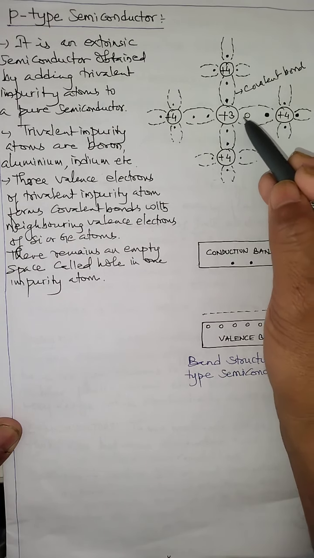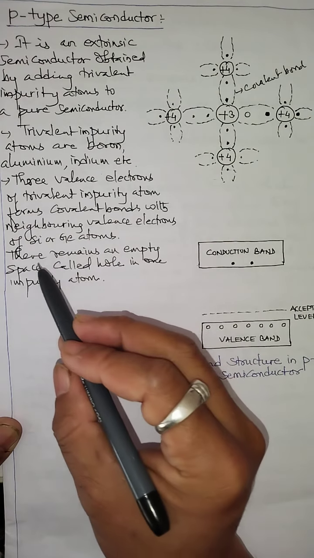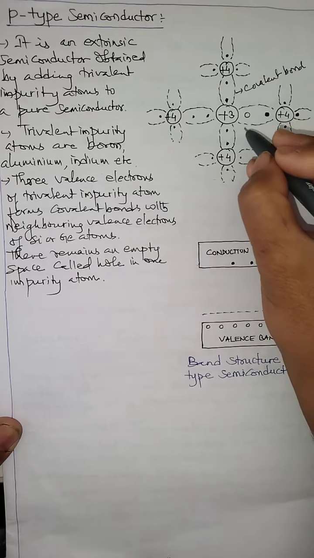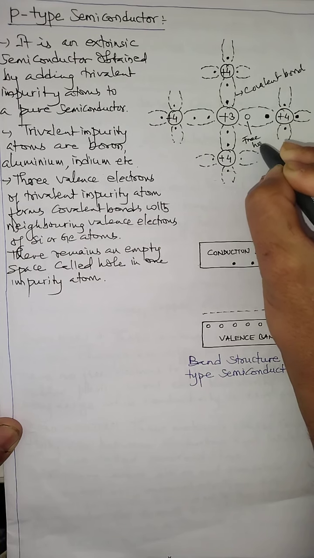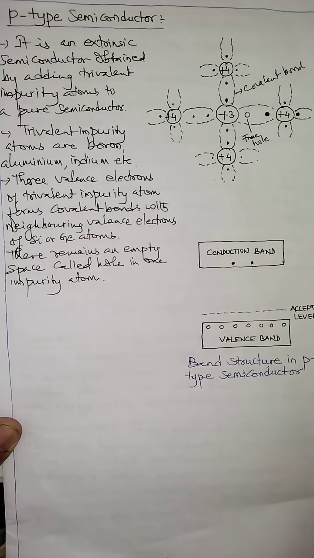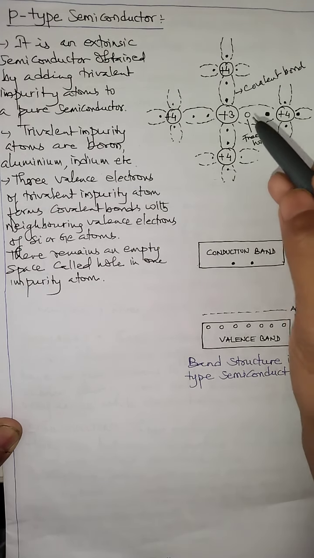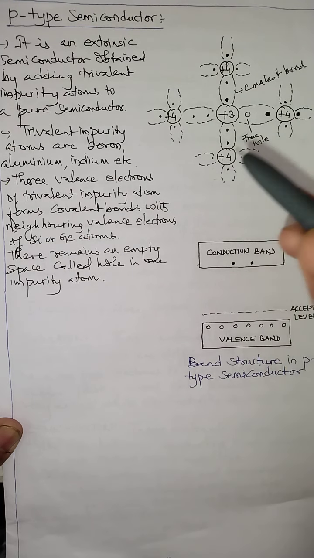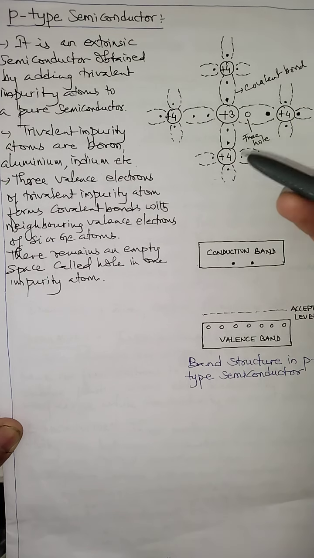Now, this empty space which is created is called a hole. Whenever an empty space is created, it is usually called a hole. That's why this empty space is simply called a hole, and it is also called a free hole. That means for every impurity atom, when you add a trivalent impurity atom to the pure semiconductor, one empty space or vacancy is always created, and this is called a hole. So when we add a number of impurity atoms, that many free holes will be created.